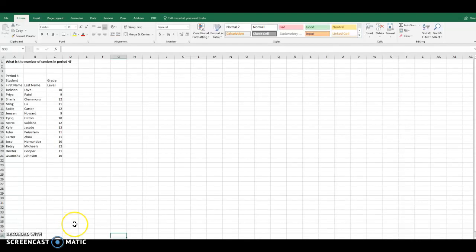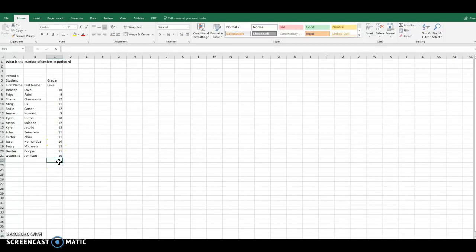Okay, question number 5. The question reads, what is the number of seniors in period 4? So all these students are in period 4, but not all of them are seniors. Some of them are freshmen, some of them are sophomores, juniors. All I want is the number of seniors in period 4.